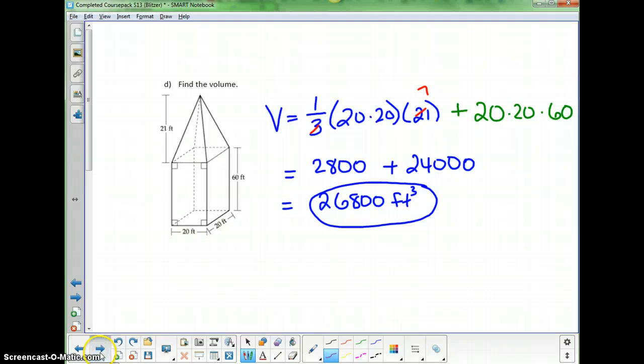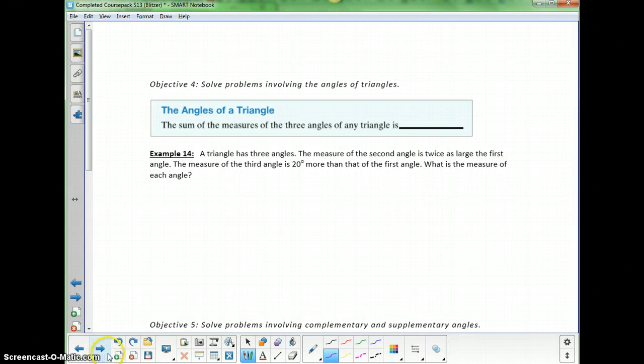On the next page, we've got a few examples involving triangles. The measurements of the 3 angles of any triangle is 180 degrees. In example 14, this problem, we have a triangle that has 3 angles. All triangles have 3 angles. The measure of the second angle is twice as large as the first. The measure of the third is 20 more than that of the first. So let's make a list right here to give us the information of the first, second, and third angles.